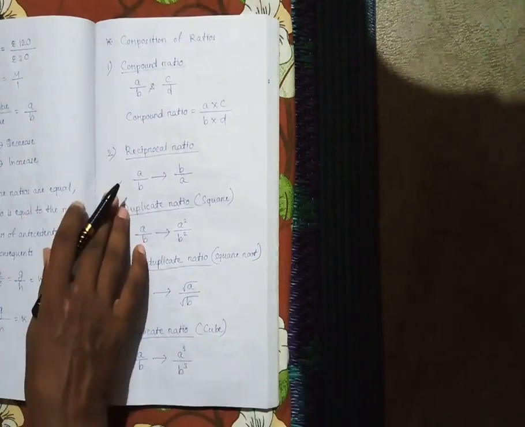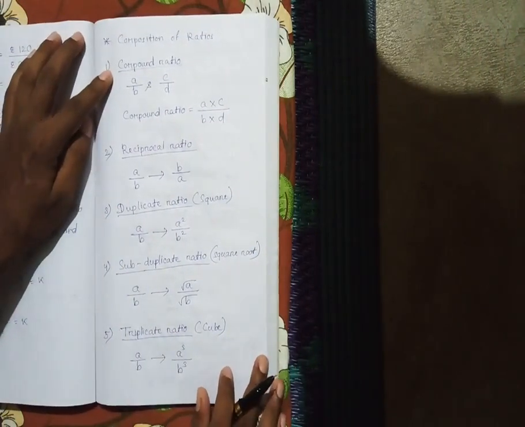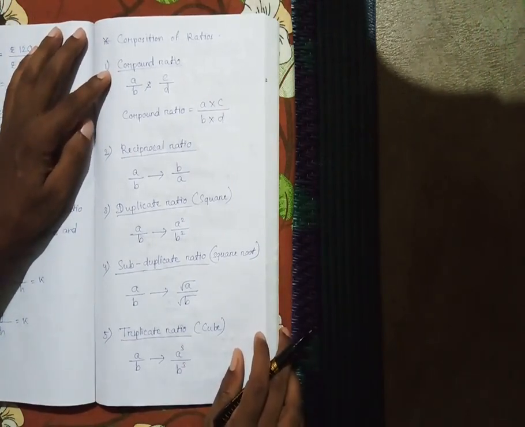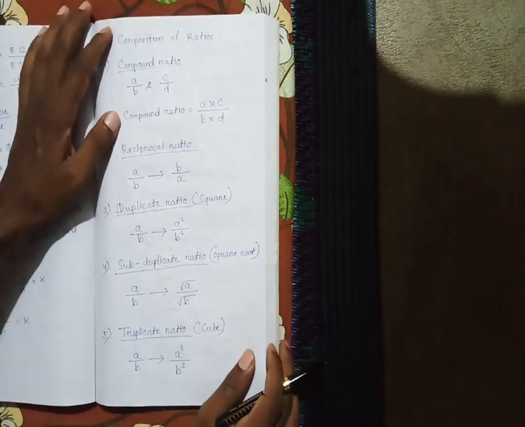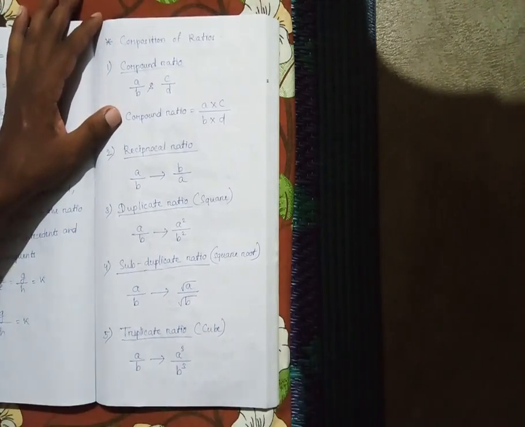Next is composition of ratios. The first is compound ratio. Suppose we have two ratios, A by B and C by D. We can have more than 2, but I have taken 2. Then the compound ratio of the given two ratios will be A into C by B into D, means product of antecedents by product of consequents.